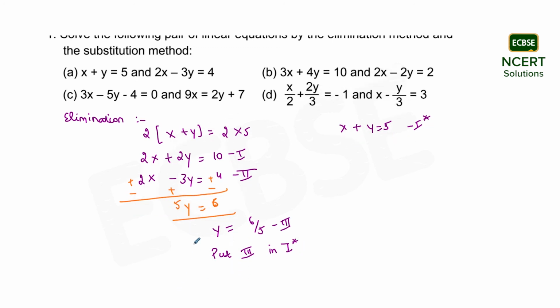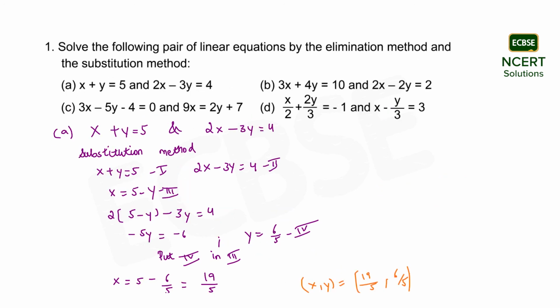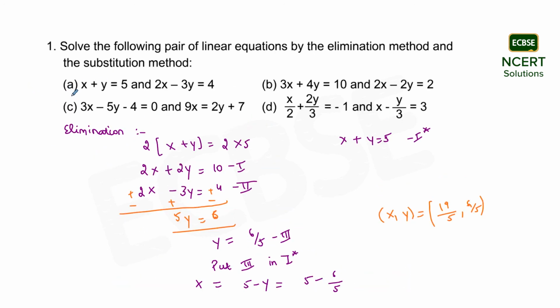So what will it be? x is equal to 5 minus y, means 5 minus 6 by 5. So on solving it, the answer will be 19 by 5. So from here also, the value of x comma y comes out to be 19 by 5 comma 6 by 5, which is the same as has been obtained by using the substitution method. So this was about the A part of the first question.